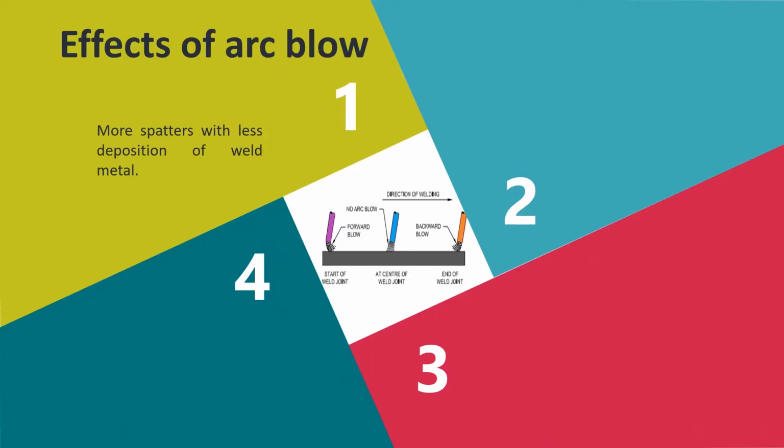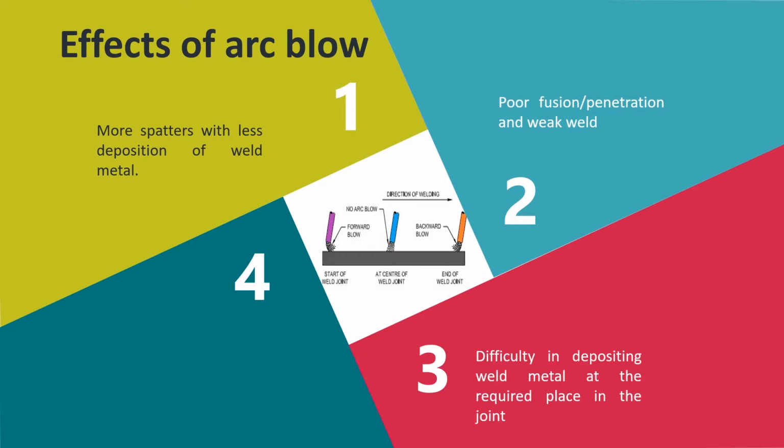Effects of arc blow. First, more spatter with less deposition of weld metal. Second, poor fusion and weak weld. Third, difficulty in depositing weld metal at the required place in the joint. Fourth, the bead appearance will be poor and the slag inclusion defect will also take place.